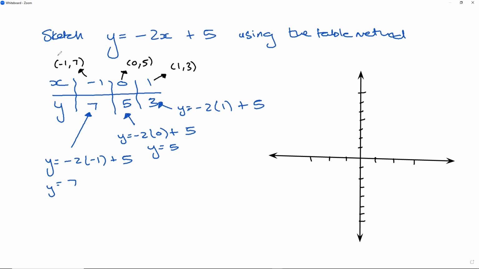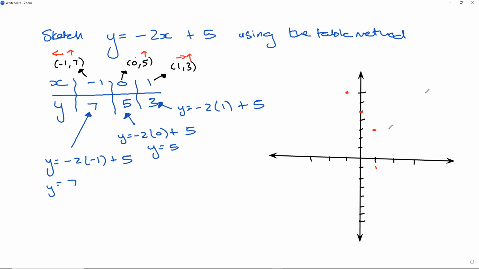But let's plot negative 1, 7 first. Negative 1, 7 means I have to go left by 1 and up 7. So I'm starting here, I go left by 1, and I go 1, 2, 3, 4, 5, 6, 7, and I end up over there. That's my first point, negative 1, 7. The next one stays as is, just goes up 5: 1, 2, 3, 4, 5. The next one goes right 1 and up 3. So that goes right 1 and then up 1, 2, 3, which ends up there.